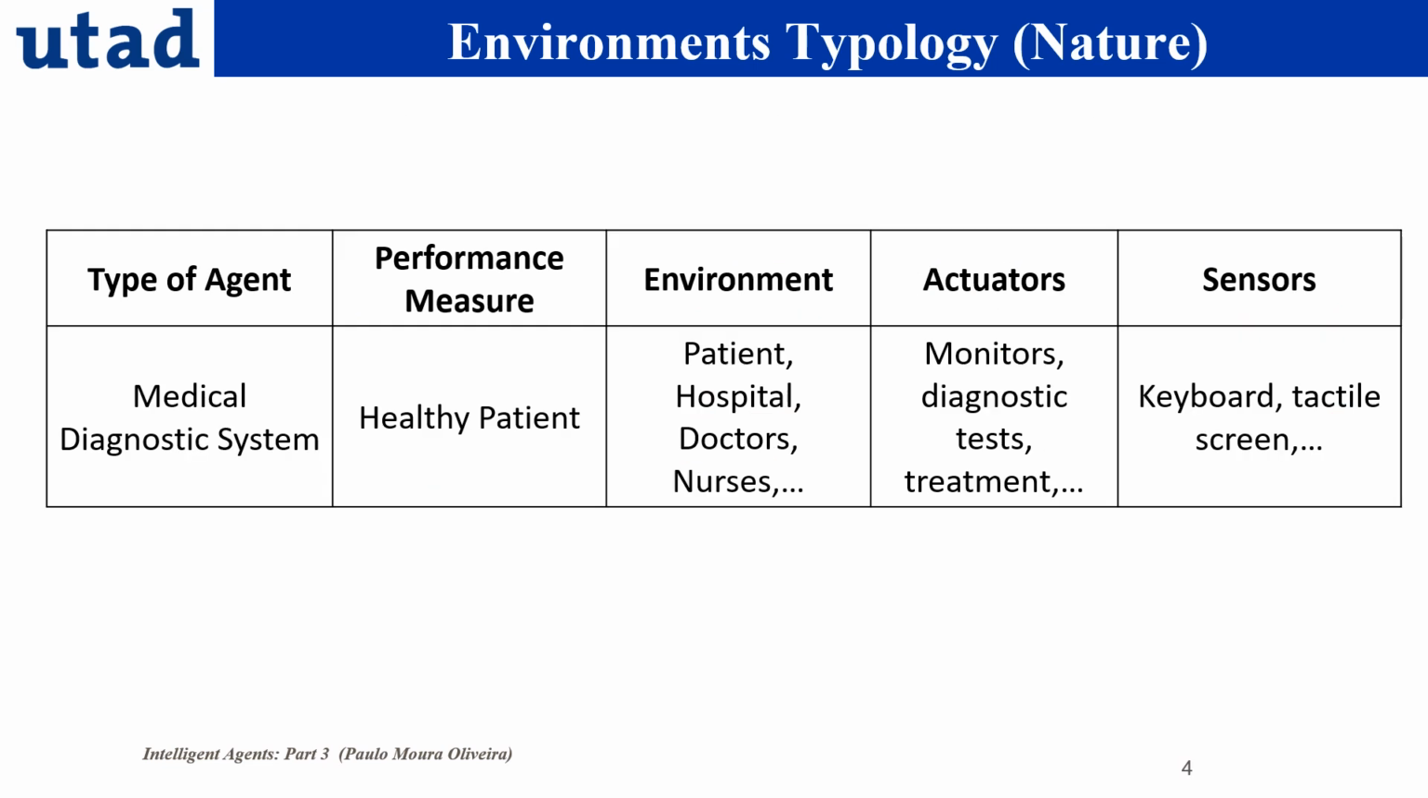If the example is a medical diagnostic system, the performance measure that we can use is to have the patient as healthy as possible. For the environment, we have to consider the patient, the hospital, the doctors, the nurses. Some actuators are monitors to provide information about diagnostic tests and treatments, and sensors can be the keyboard or touch screens, for example.